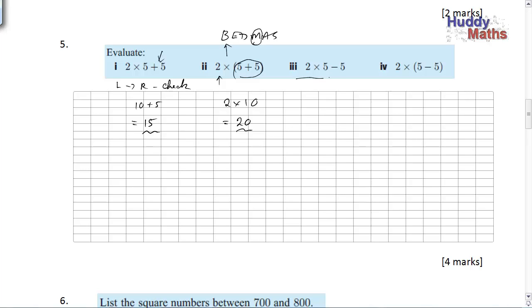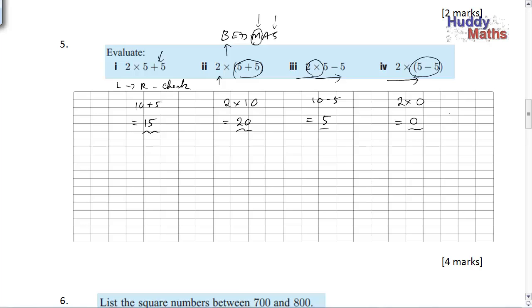Checking this one, reading across, multiplication, there it is again, before subtraction. So it's 10 take 5, which is 5. Okay, coming across, scanning from here, B, Bedmass, brackets first. So let's go and do that, and then the multiplication, 2 noughts and 0.